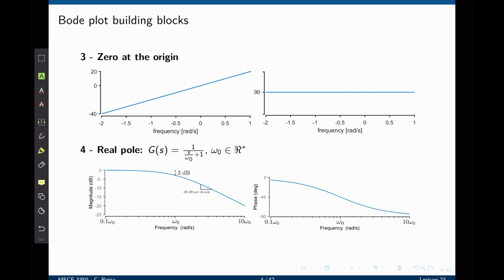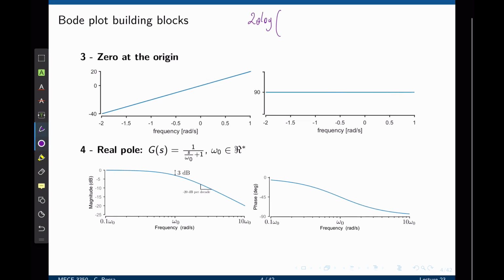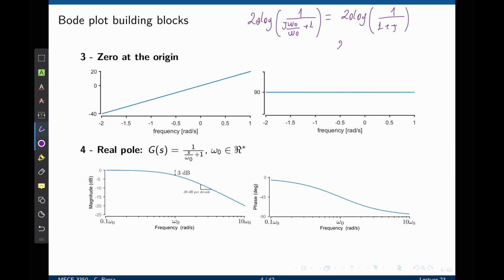At omega 0, the magnitude of the transfer function is 20 log of 1 over j omega 0 divided by omega 0 plus 1. This is 20 log of 1 divided by 1 plus j, which is the same as 20 log of 1 divided by the square root of real part squared plus imaginary part squared. This is 20 log of 1 over square root of 2, which is the same as negative 20 log of square root of 2, and this is negative 3 dB. So exactly at the cutoff frequency, the Bode plot goes down by 3 dB.